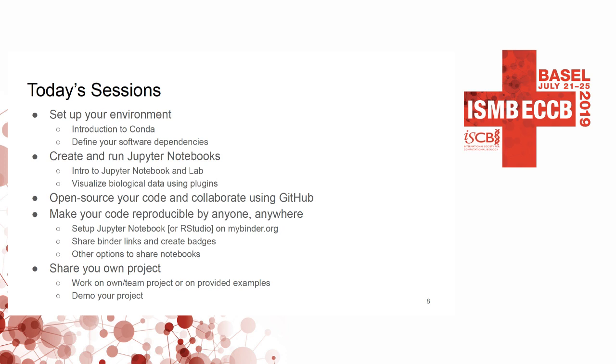Okay, so this is what we're going to cover today. We already had you install some software, but later on, Fergus will go over the Conda environment, why we chose that, and how you define your software dependencies. If you don't have the right version of software, things may not be reproducible. Then we talk a little bit about Jupyter notebooks and show some examples. One will be a machine learning example, the other one will be biological visualization. Then we show you how to open source your code and how you collaborate on GitHub. And then finally, we talk about making your source code reproducible by having it run on mybinder.org.